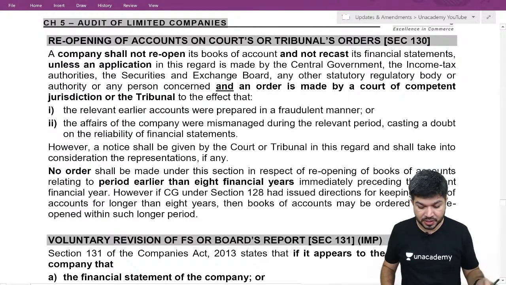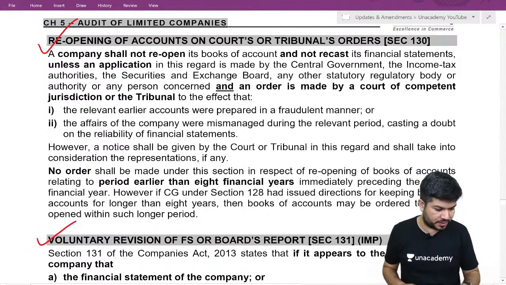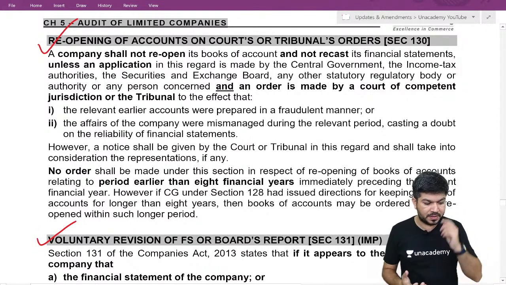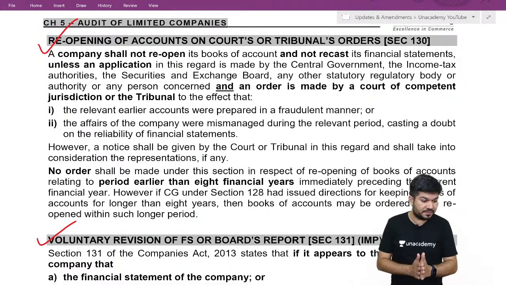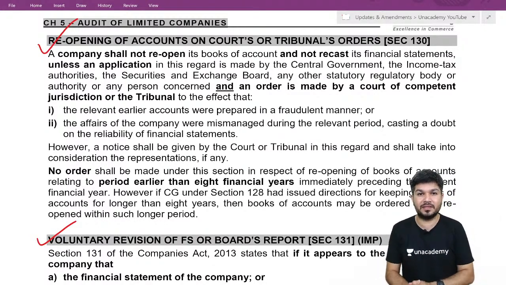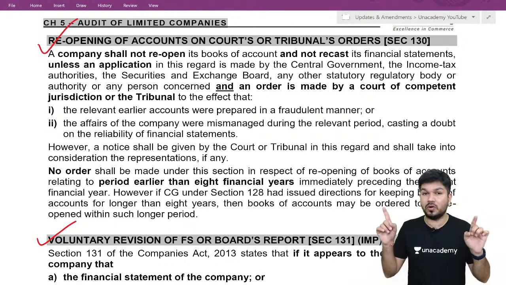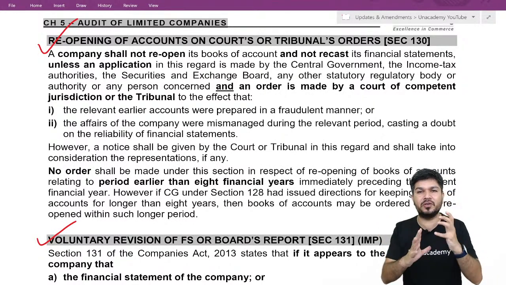Next is Section 130. This is important. Sections 130 and 131 are important. Section 130: reopening of books of accounts on court or tribunal's order. The court or tribunal is telling you to reopen your books.